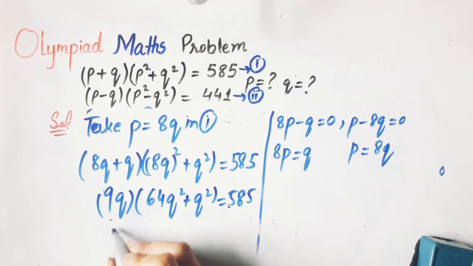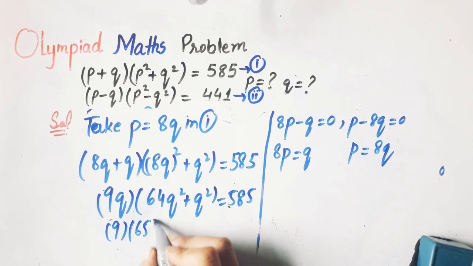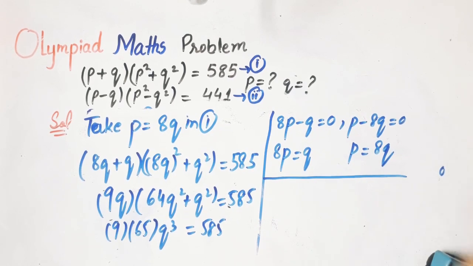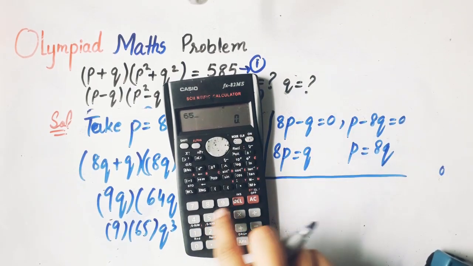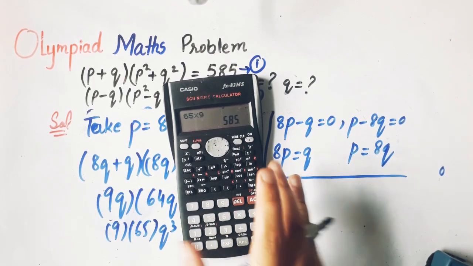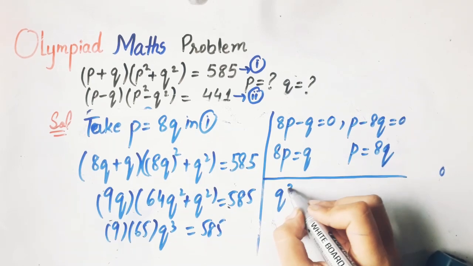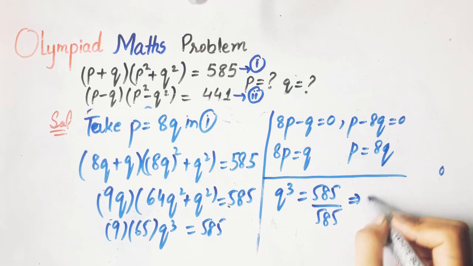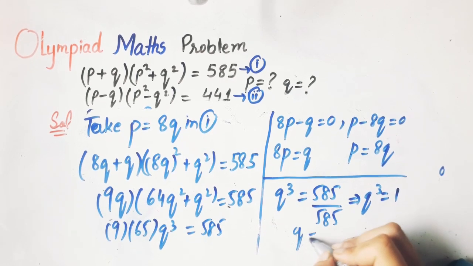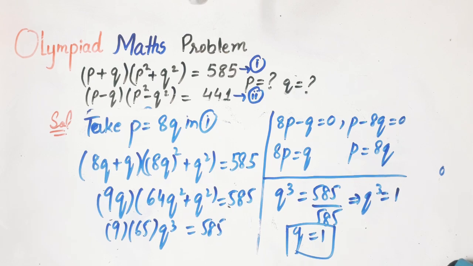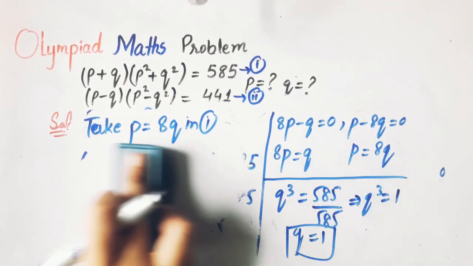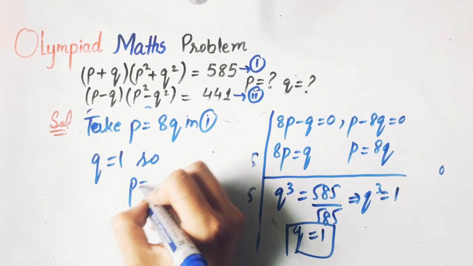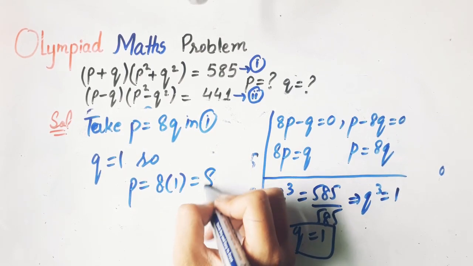We have 9 into 65, q³ equals 585. That gives us 65 into 9 is 585. So q³ equals 585 divided by 585, q³ is 1, which implies that q is 1. So if q is 1, what will be the value of p? q is 1, so p is 8 into 1, which means 8.